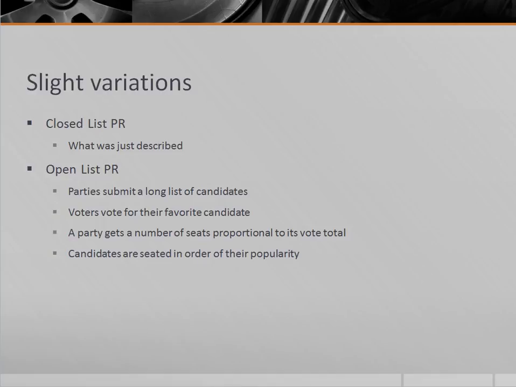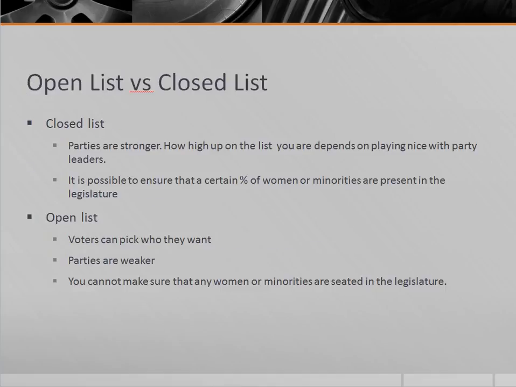Slight variations, closed list and open list. So in closed list, like I said, parties are stronger. Party organizations and leaders are stronger. And it's also worth noting that on a closed list PR system, it's possible to ensure that a certain percentage of women or minorities are present in the legislature by mandating that they be present on the list in specific spots. So what this does is that you can in some ways gerrymander or engineer certain kinds of social representation to make sure that women are adequately represented, to make sure that minorities are adequately represented.